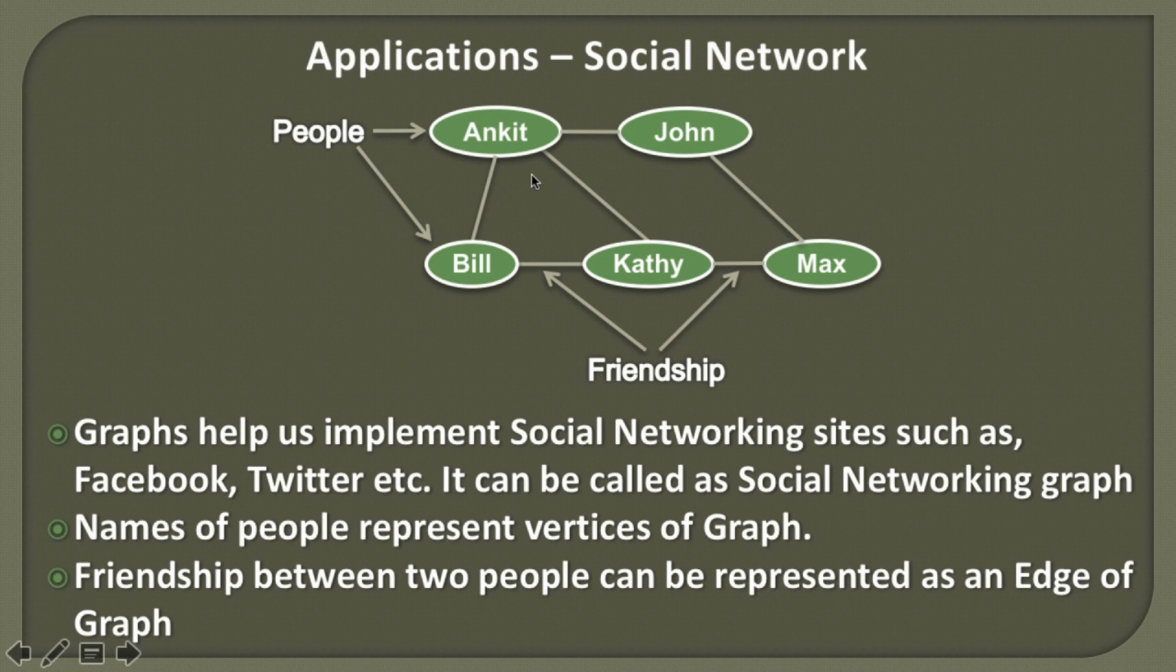So friends, here in this social networking graph, the names of people which you can see here as Ankit, John, Bill, Kathy and Max, we can see them as the vertices of this social networking graph. So if you consider an example of Facebook, then friendship between two people can be represented as an edge of the graph. So here you can see Bill is a friend to Kathy and Kathy is a friend to Bill. So therefore there is a link between them which is nothing but a friendship link. So we can represent this graph where people are the vertices and the friendship link between them is nothing but the edge.